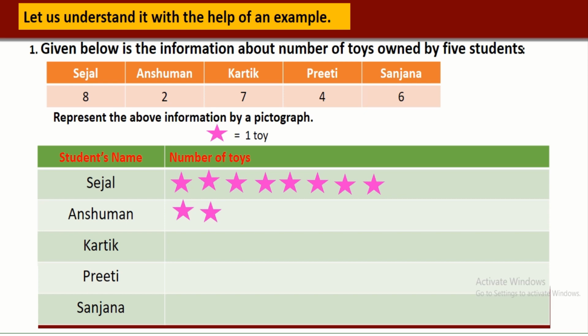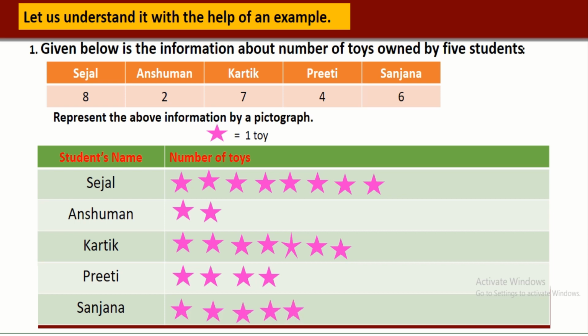So we will draw 7 stars in it. 1, 2, 3, 4, 5, 6, 7. Preeti owned 4 toys. So we will draw 4 stars in it. 1, 2, 3, 4. Sanjana owned 6 toys. So we will draw 6 stars in it. 1, 2, 3, 4, 5, 6.